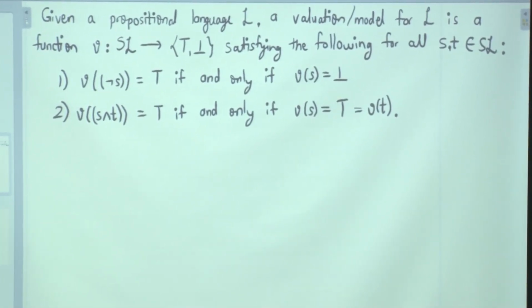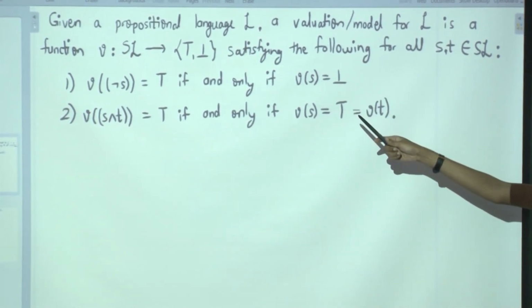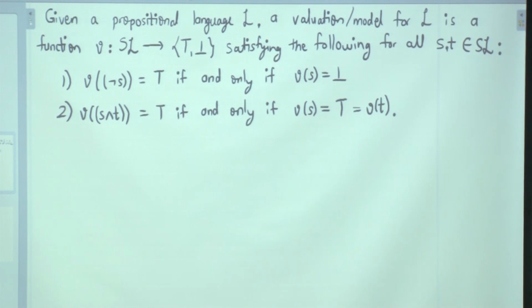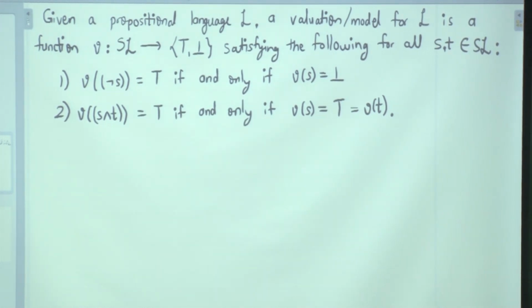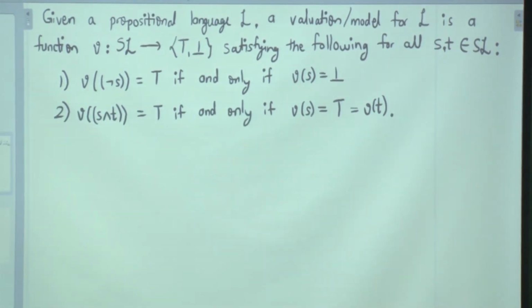So, yesterday we also defined a valuation or a model. A valuation or a model is a function from the set of L formulas to true and false. So, we assign a truth value to each formula in such a way that negation always gets the other truth value and conjunction gets truth value true if and only if both the statements are true. Any questions about this? Okay, now tell me, is L a subset of SL?